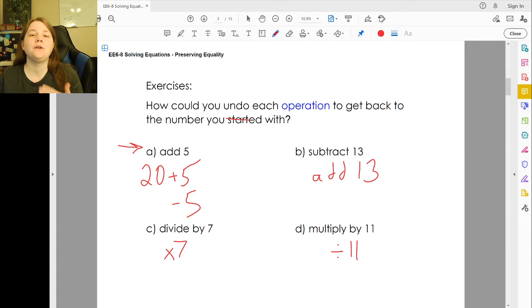This is how we undo an operation. We go backwards. Here we took 5 steps forward, so then we took 5 steps back. Here we took 5 steps backwards, so then we took 5 steps forward to end up in the same spot that we were before.